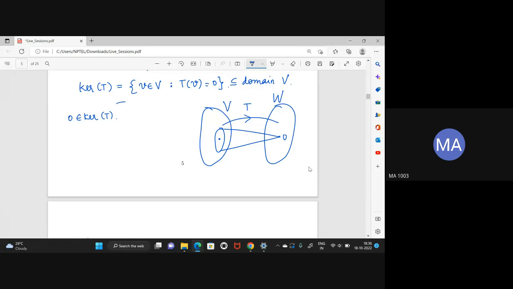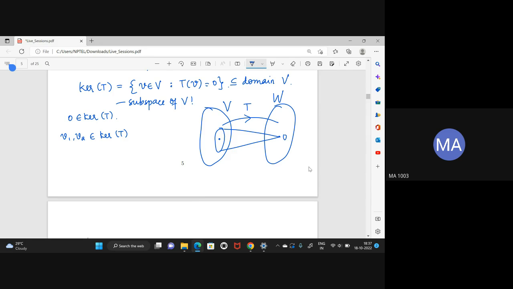Can you show that this is a subspace? Yes, ma'am. The 0 vector is there. What are the other conditions you will check? You'll check whether it is closed under addition and closed under scalar multiplication. So how will you check closed under addition? 0 plus 0 equal to 0? No. We'll take V1 and V2 in the kernel of T. Let V1 and V2 belong to the kernel of T.